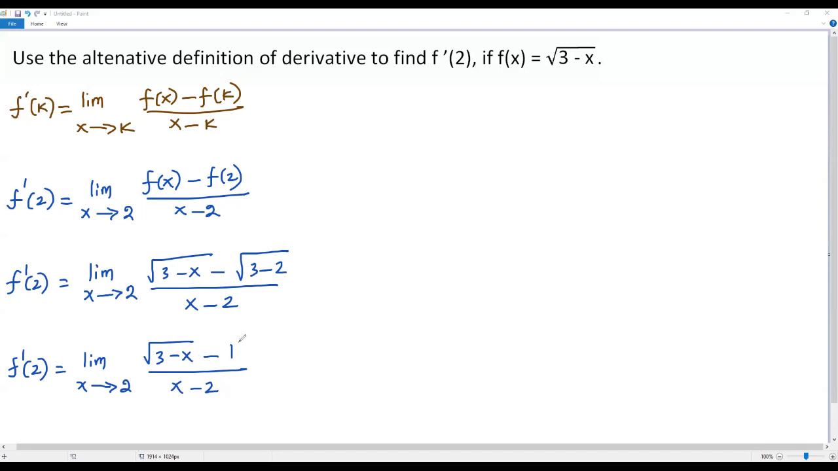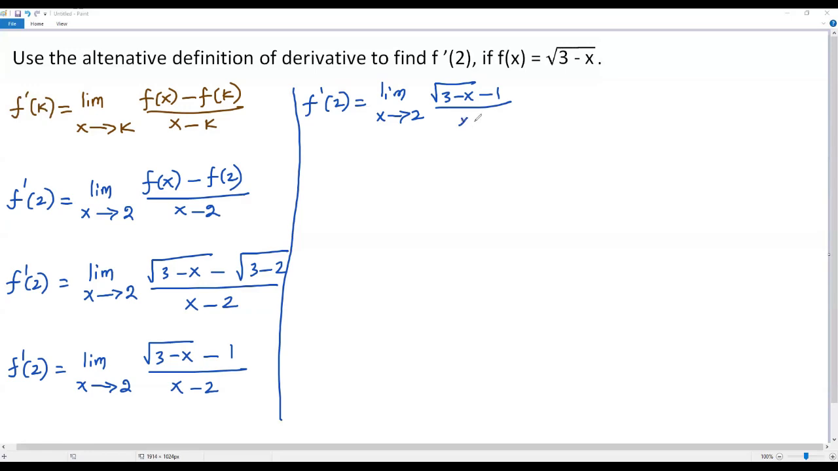In my next step, I'm going to take the conjugate of this part and multiply both numerator and denominator by the conjugate of this expression. Let me do it over here. So f prime of 2 equals the limit as x tends to 2 of the square root of 3 minus x minus 1 over x minus 2.